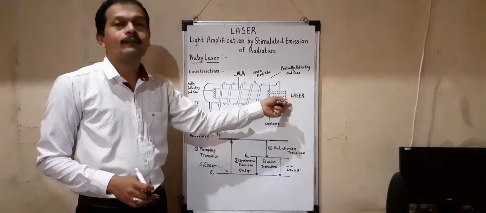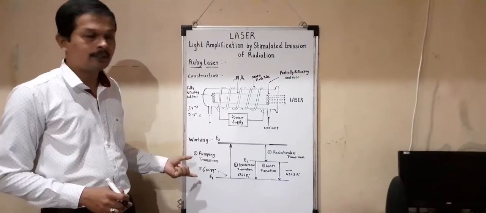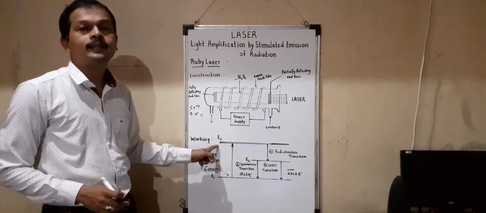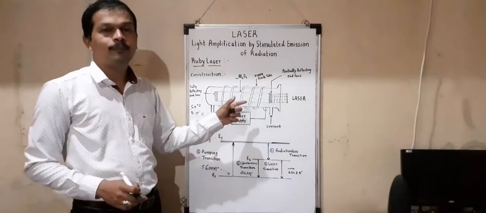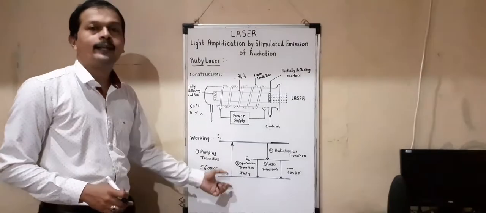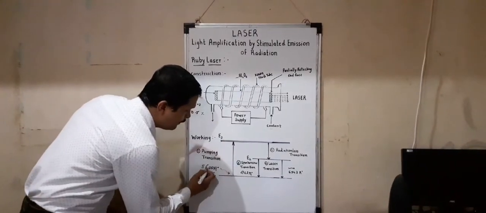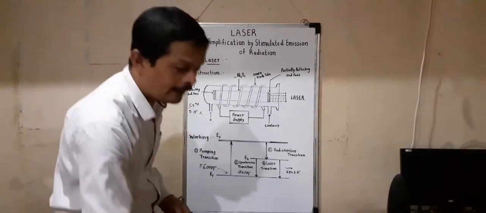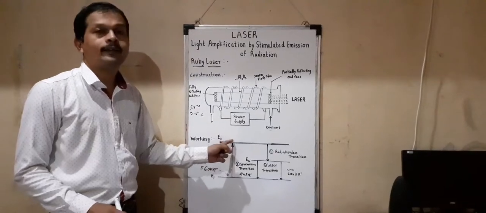So how do we get this output as laser? We move towards the working of ruby laser. E1, E2, E3 are the energy levels of chromium. The xenon flash tube provides energy to the ions so they get excited. The light absorption is at 5600 angstrom. The ions get excited and move from the ground state to the excited state.